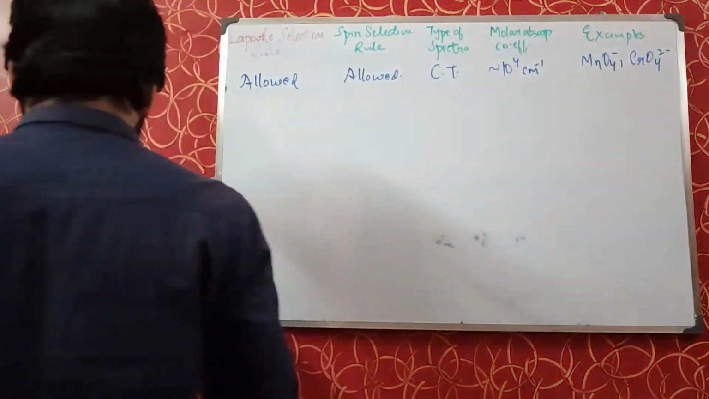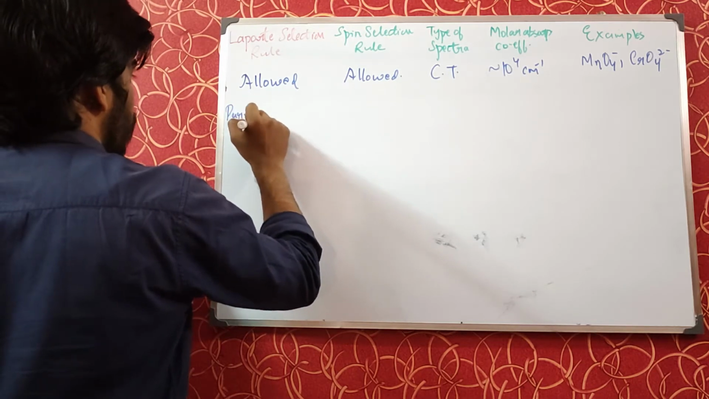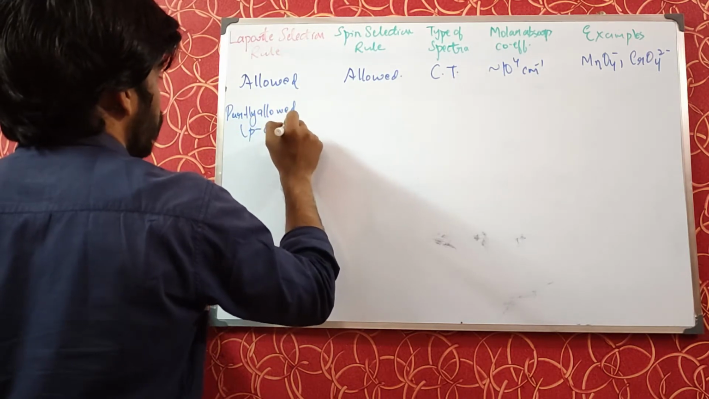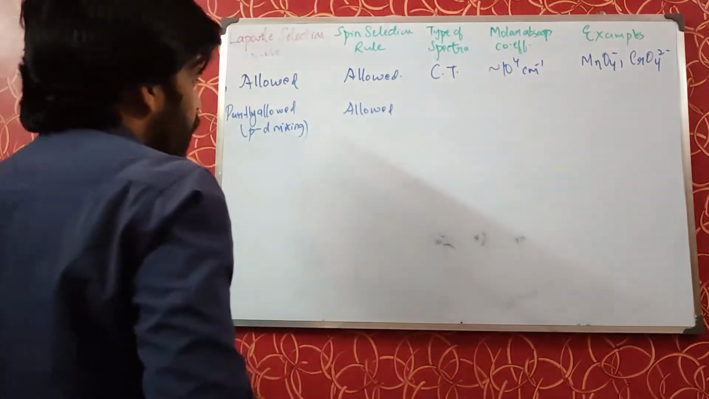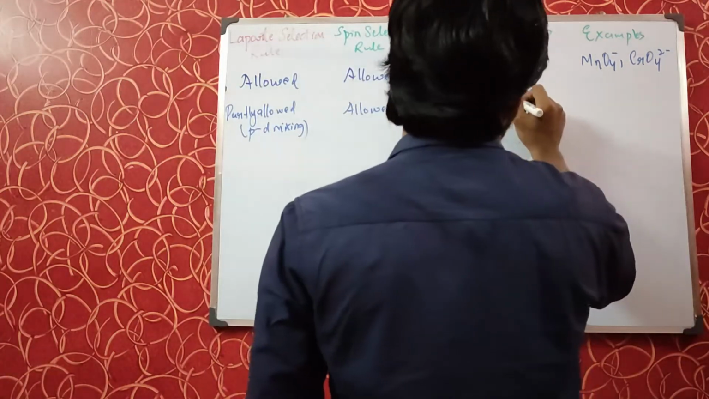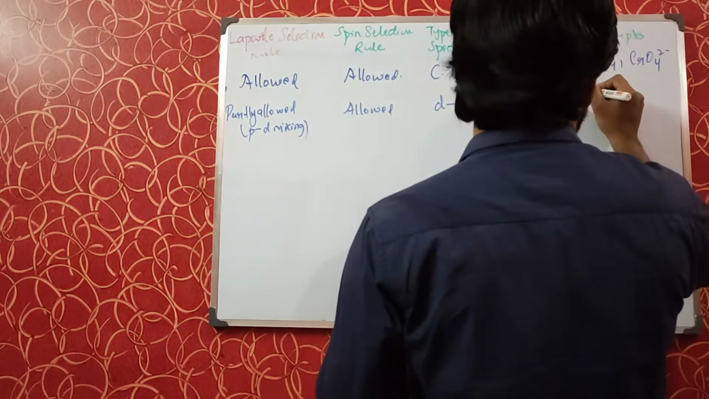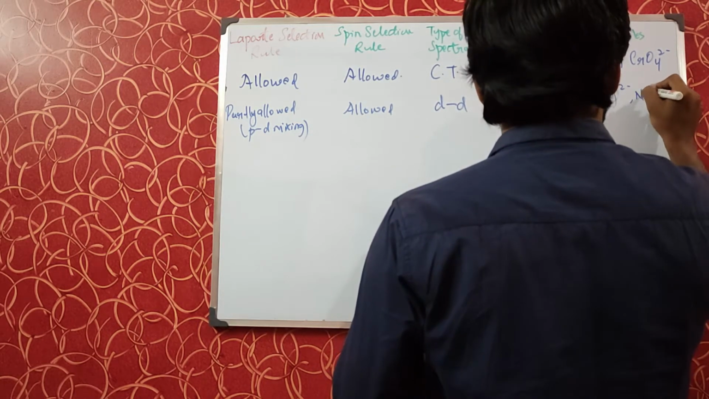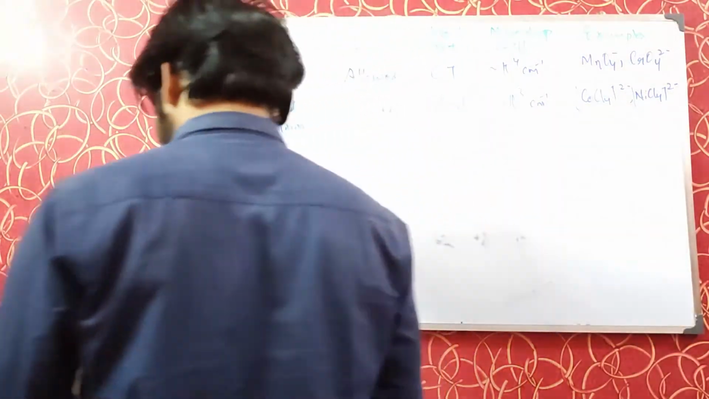Okay, next is Laporte selection rule is partly allowed. That means those having some p-d mixing. This is still allowed. So if there is some p-d mixing, this is the case of d-d transition, and the molar absorptivity is now in the range of 1000. Examples include CoCl4 2 minus, NiCl4 2 minus. If you see, these are mostly tetrahedral complexes.